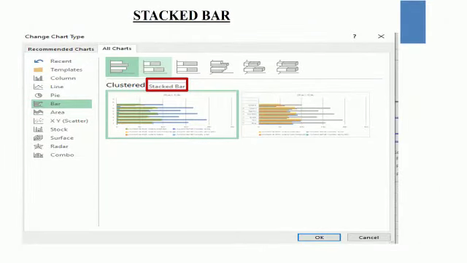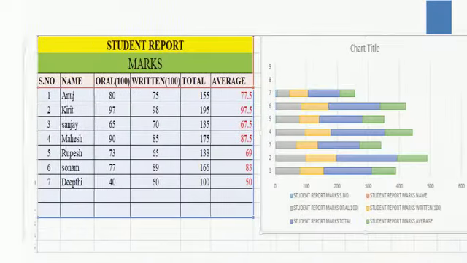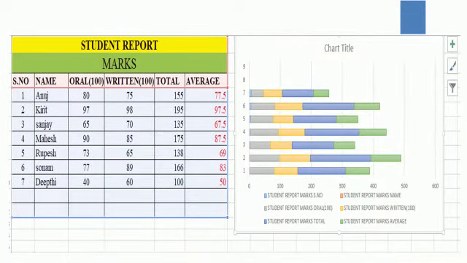Stacked bar. Children, this is one of the models of bar chart. The chart is displayed in stacked form to understand the relationship between different entities. They can be displayed as 2D or 3D graphics.